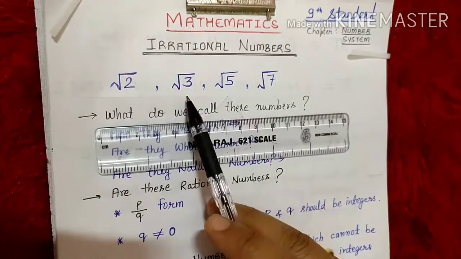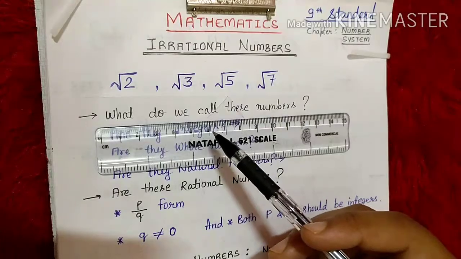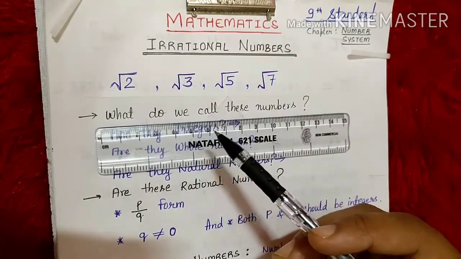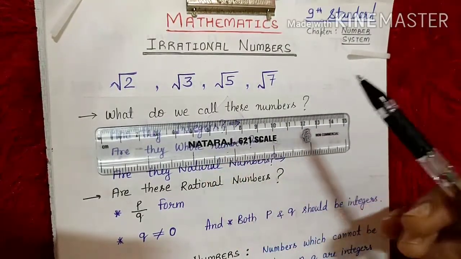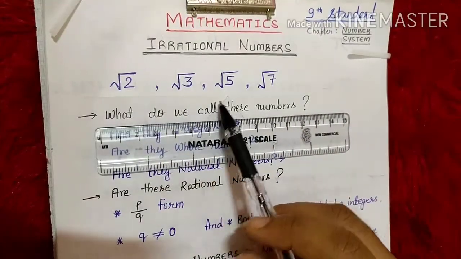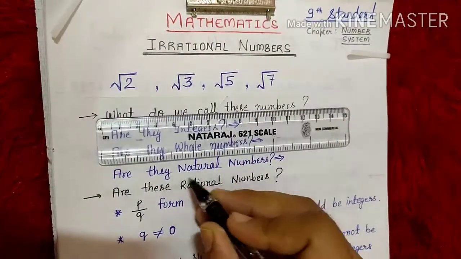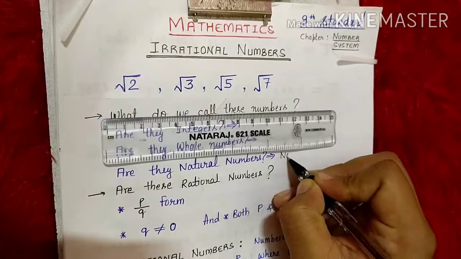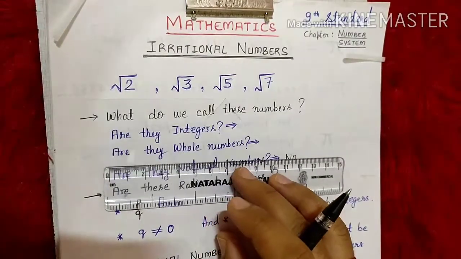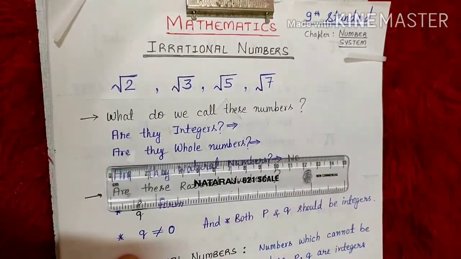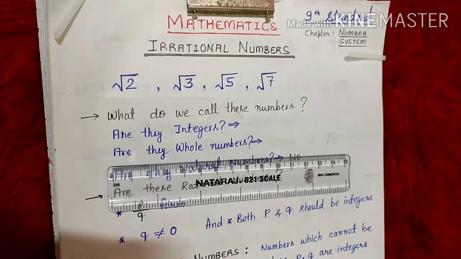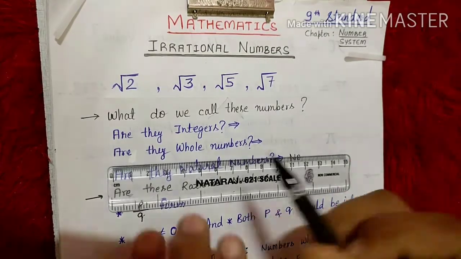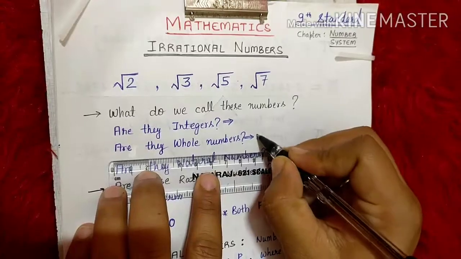Are they natural numbers? Natural numbers we have learned in our previous videos. Natural numbers are like counting numbers: 1, 2, 3, 4, 5, 6, 7. So they are not counting numbers. So we can say that they are natural numbers? No, they are not natural numbers. Are they whole numbers? Whole numbers we have learned about when we add 0 in natural numbers like 0, 1, 2, 3, 4. They are called whole numbers. No, they are not whole numbers also.